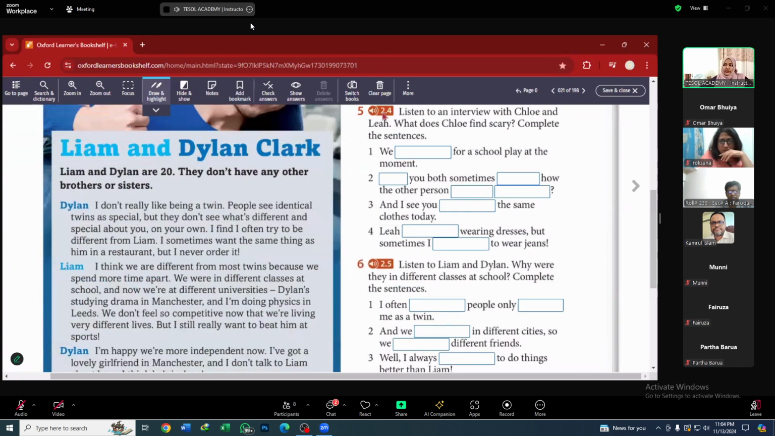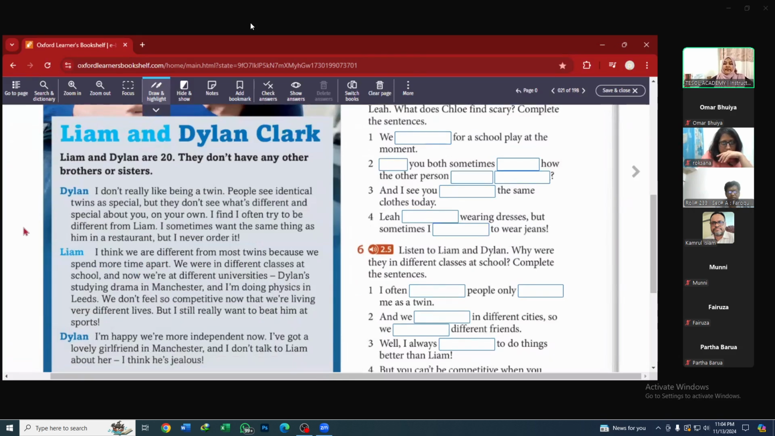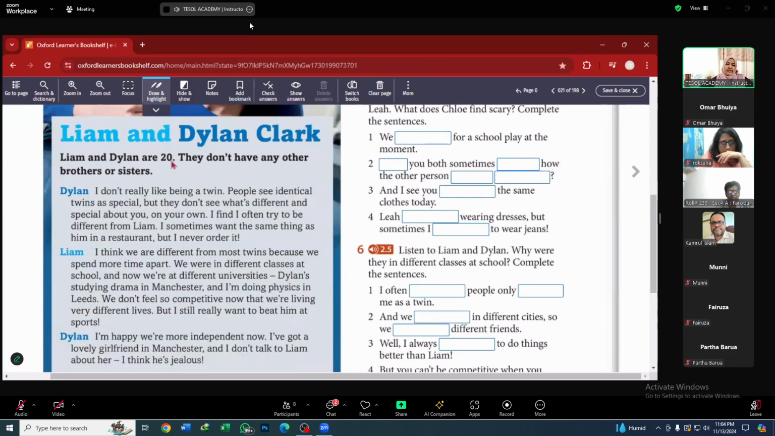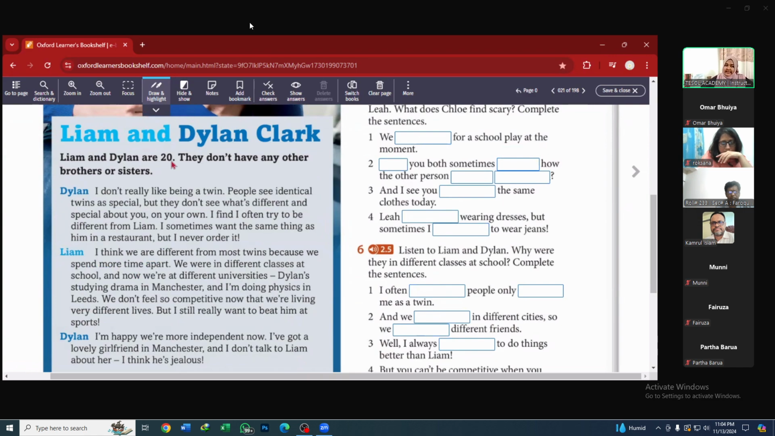So I'll read it again for you. Quick, okay? Liam and Dylan are 20. They don't have any other brothers or sisters. Dylan: I don't really like being a twin. People see identical twins as special, but they don't see what's different and special about you on your own. I find I often try to be different from Liam. Sometimes Liam wants the same thing as me in a restaurant, but I never order it.